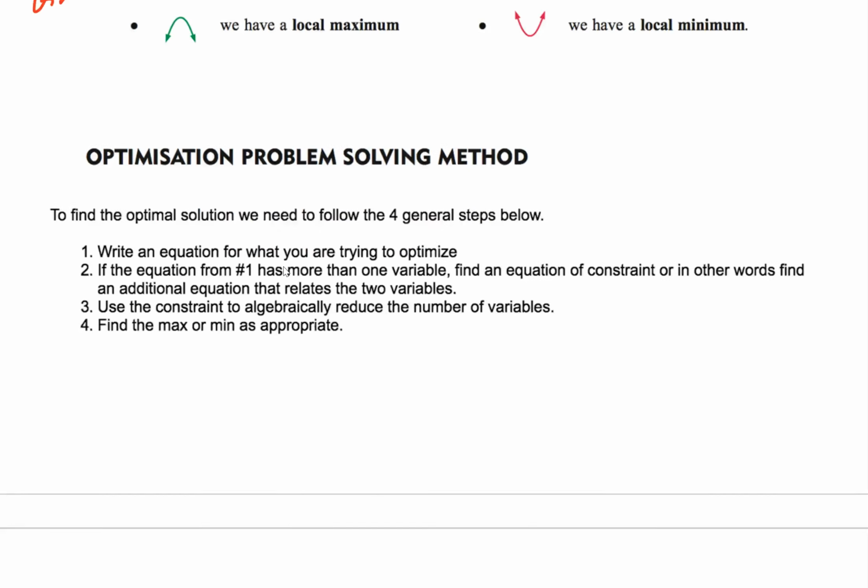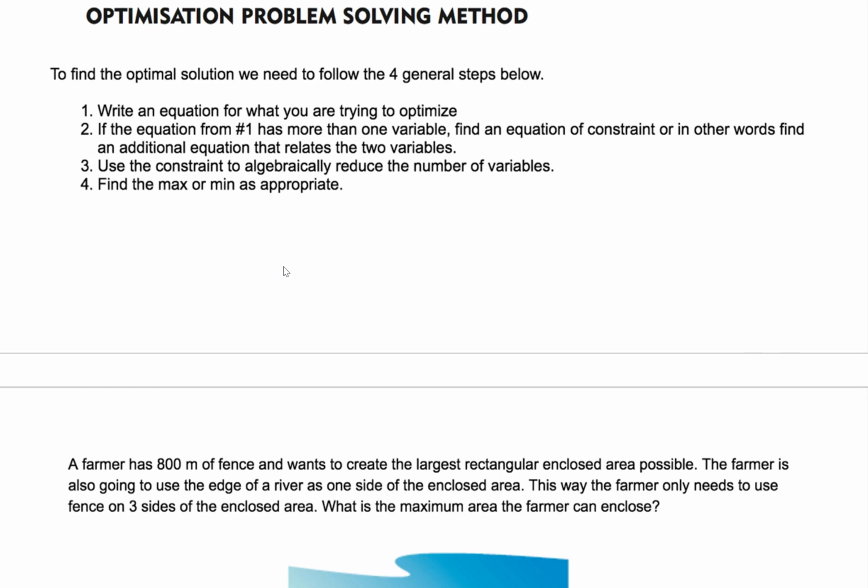Okay, let's talk about how to actually do an optimization problem. These are basically word problems. To find an optimal solution, we need to follow these 4 general steps. Step 1: write an equation for what you're trying to optimize. So there's an optimization equation, which is what you're trying to optimize. A lot of times it's like, oh, area is length times width.